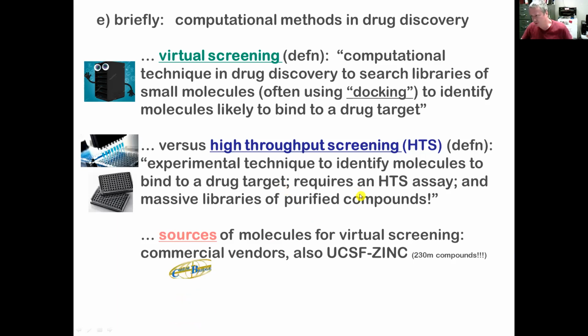Some of the vendors: Cambridge, ChemDiv, Enamine, Sigma Aldrich. UCSF Zinc is that database I was just talking about. Personally, in terms of a nice general sampling of commercially available compounds, I think Cambridge, ChemDiv, and Enamine are pretty good collections.